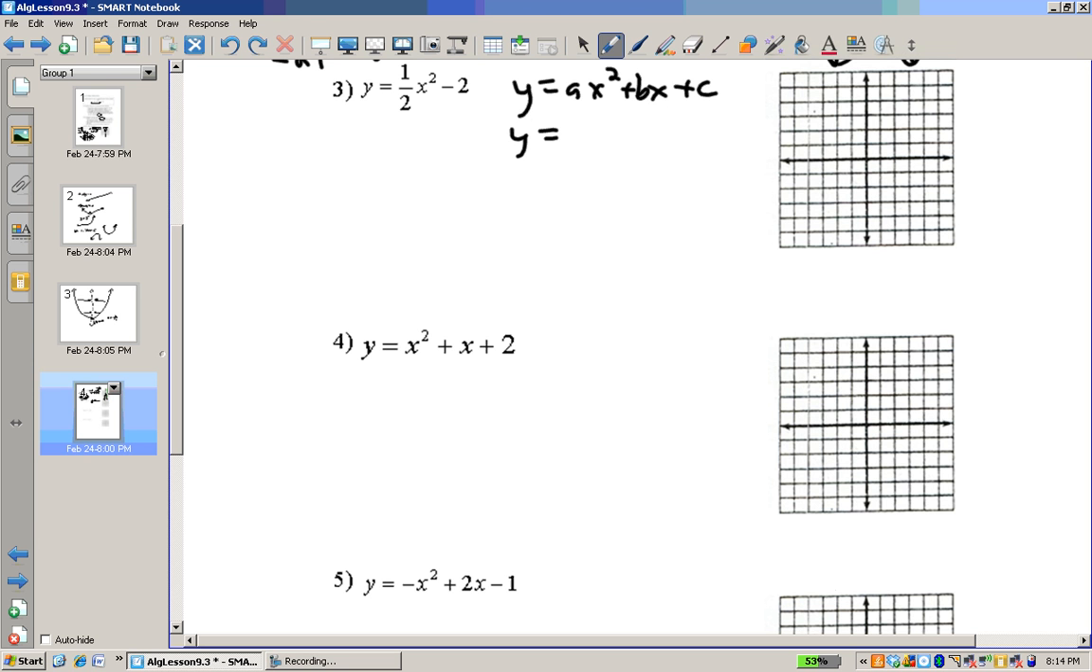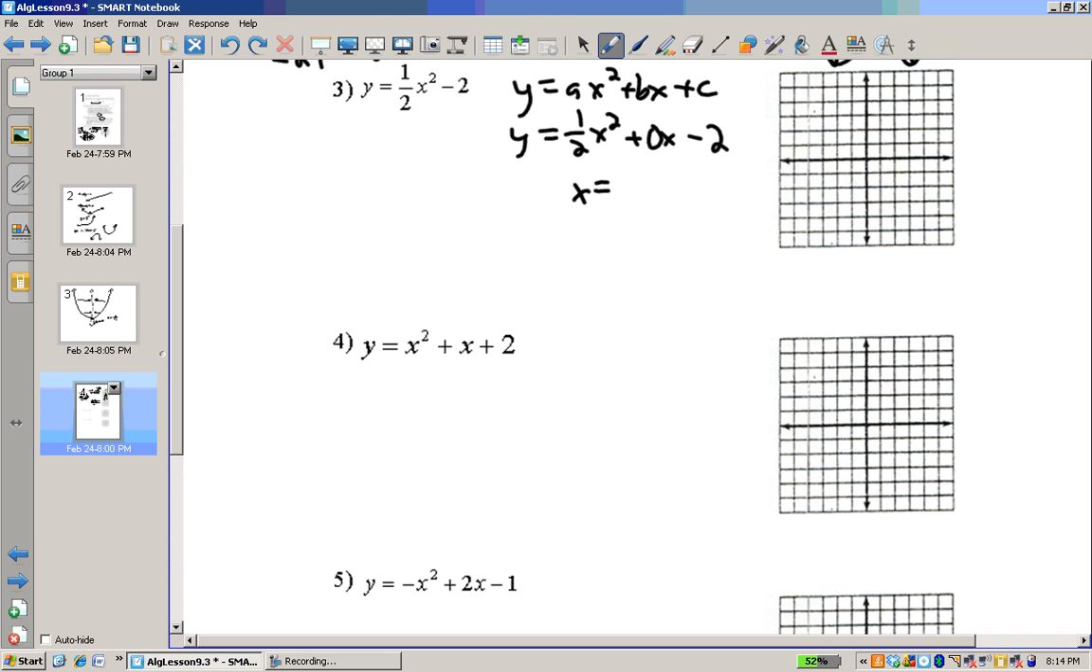Okay, we're going to expand this into standard form. One half x squared plus 0x minus 2. Now, you might be tempted into saying this is 2x. Well, there's no x there. This is not the linear term. This is the constant, plus 0x. So don't be fooled. b is still 0 here.